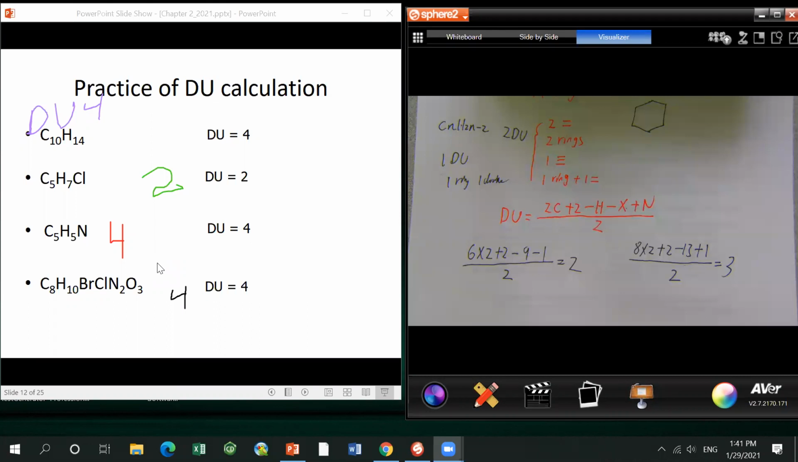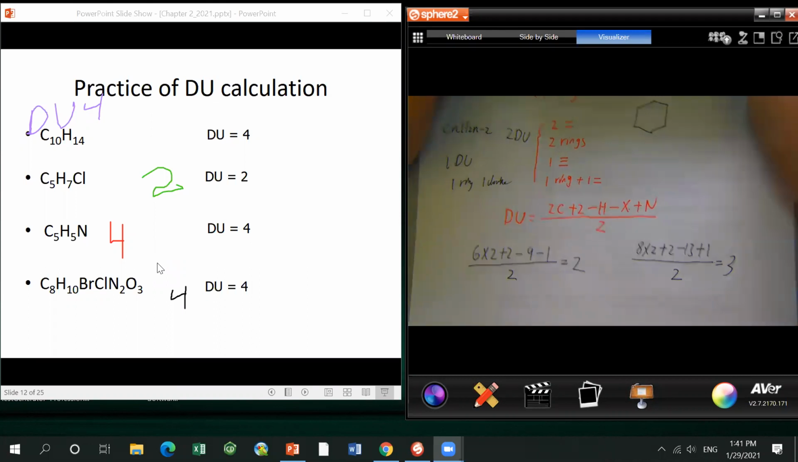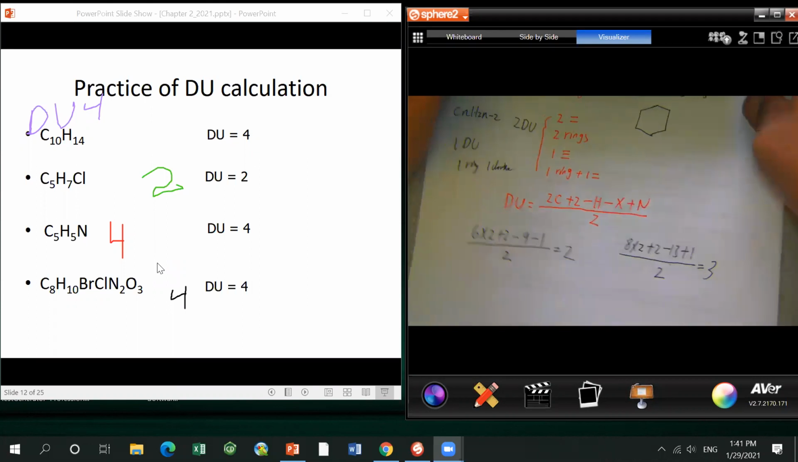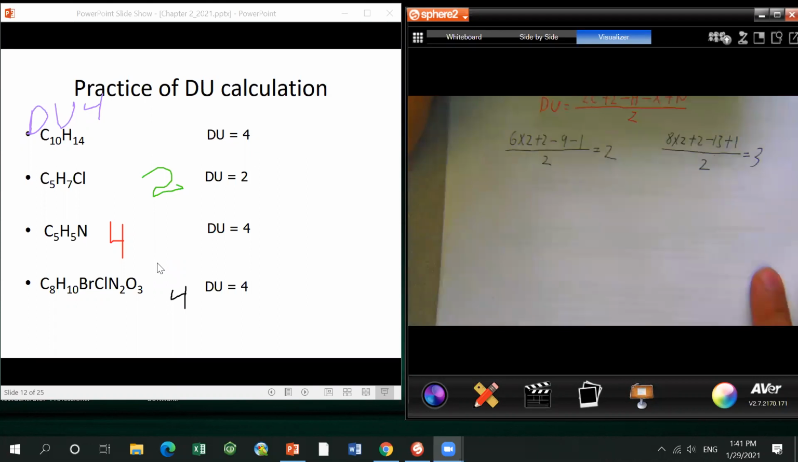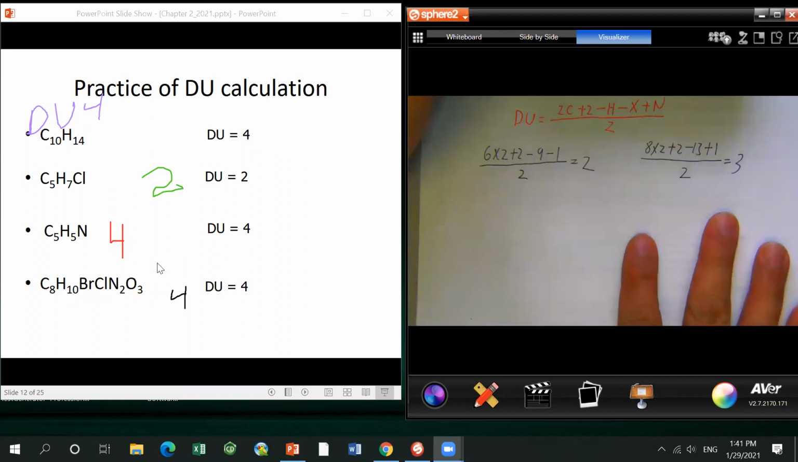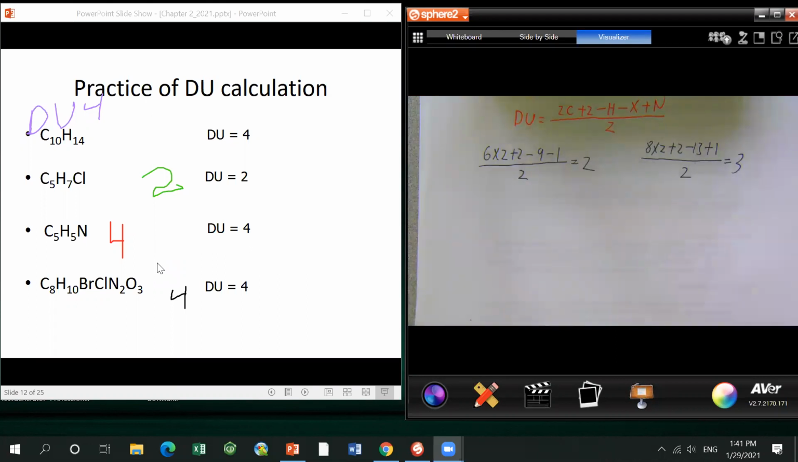All right, like I said, if degrees of unsaturation are involved, the situation becomes more complicated when you draw the constitutional isomers. And so here I want you guys to write down.